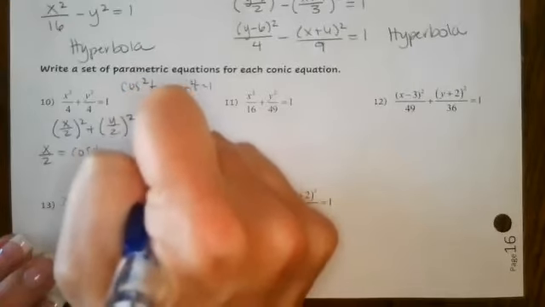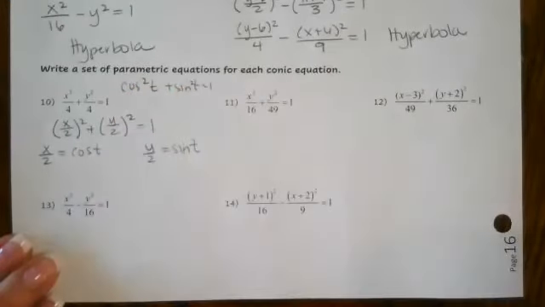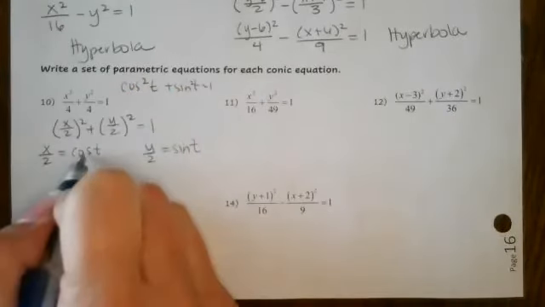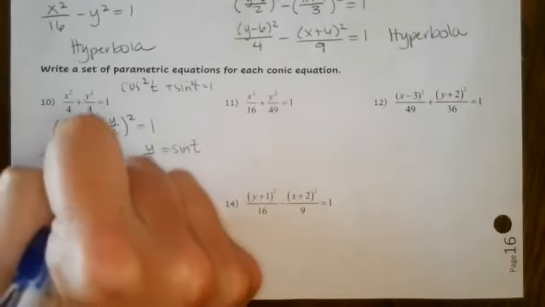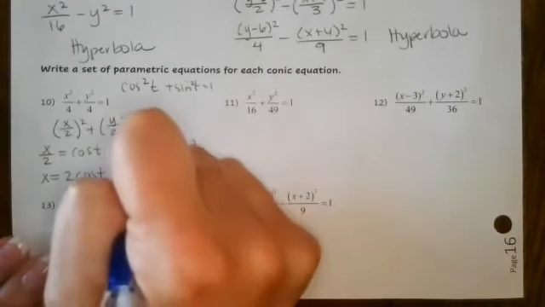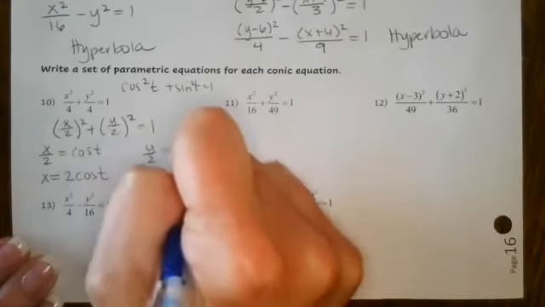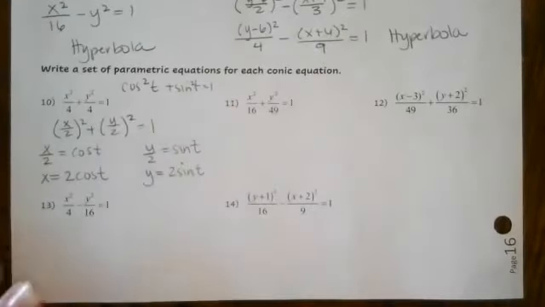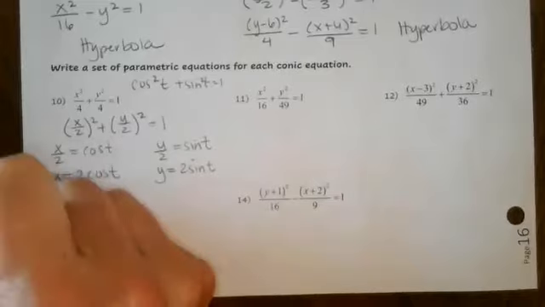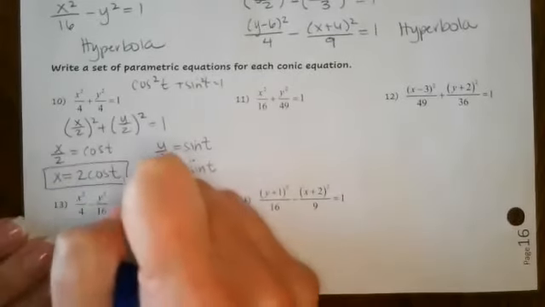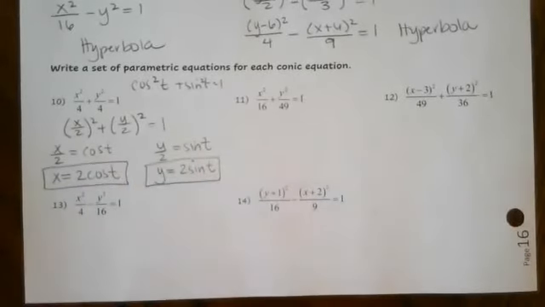And y over 2 is equal to the sine of t. We multiply both sides times 2 to get that x by itself. So we get 2 cosine of t. Same thing over here, and we get y equals 2 sine of t. And so that would be our parametric equation with our parameter of t.